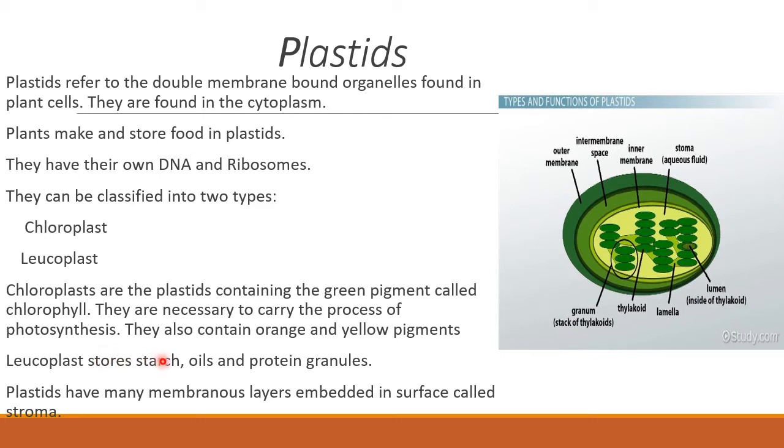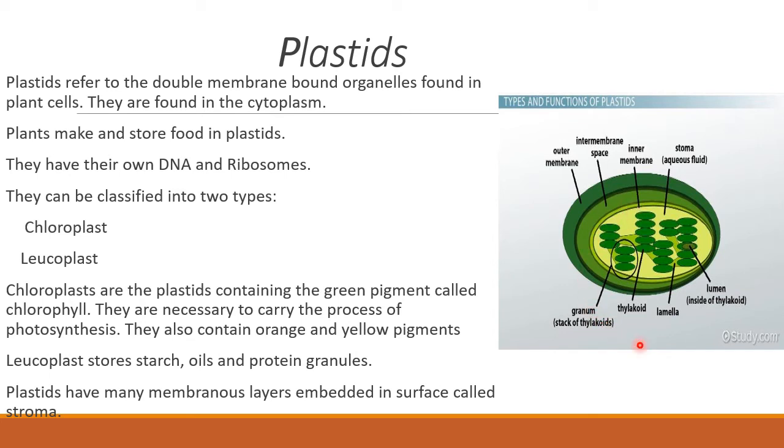Now chloroplasts also contain orange and yellow pigments, but on the other hand, leucoplasts are what? They are white and colorless plastids. So as they are colorless, will they provide color to the plants? No. So their role is not to provide color but a different function, that is to store. What to store? Starch, oils as well as protein granules. Now plastids have many membranous layers which are embedded in the surface called stroma, as you can see here.